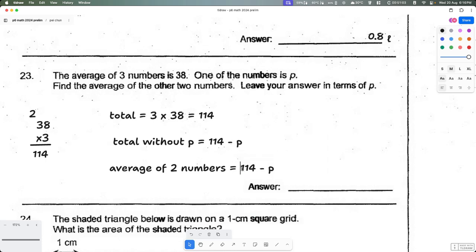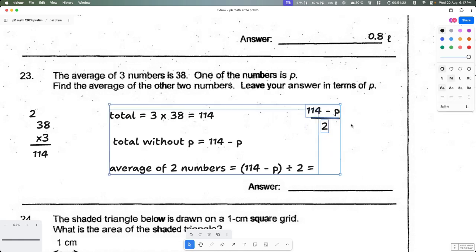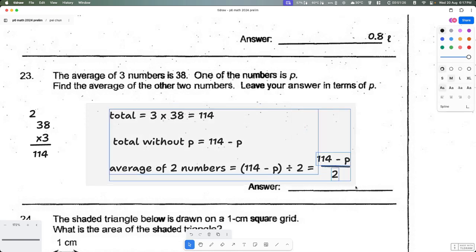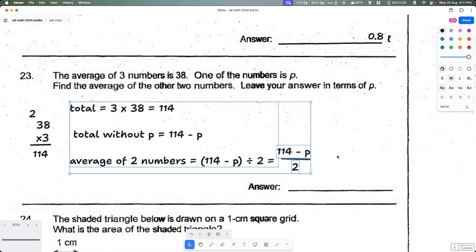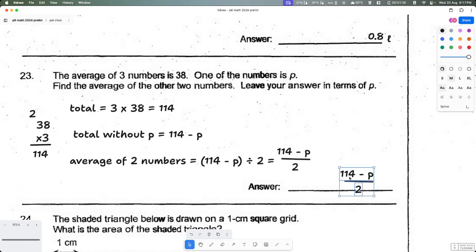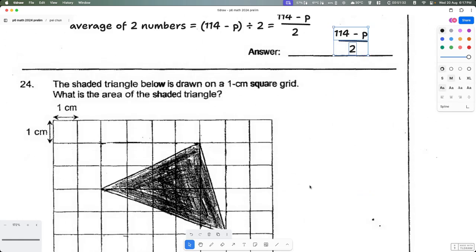So you can put this as a fraction as well. You can put 114 minus P out of 2, easier. Okay, divide by 2. Then this divided by 2 is the same as this. If you put divide by 2, I think it's also okay. So you can also further simplify it as well. All right, that's it. Let's move on to question 24.